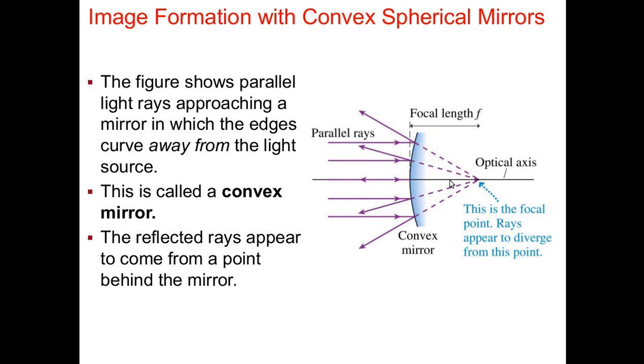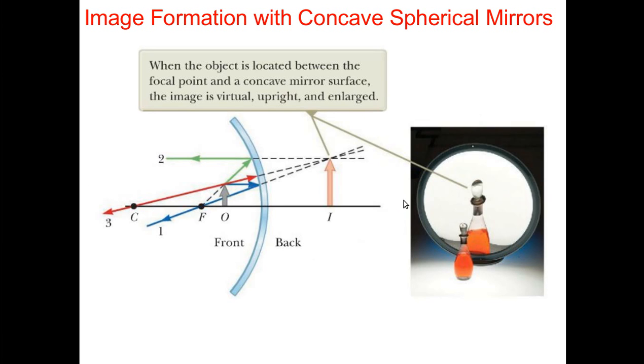There's a focal point here and a focal point here, but we're primarily concerned with the focal point that looks like it's inside the mirror. Rays will always appear to be coming from that point there. If we're dealing with all parallel rays, that's what happens, right? These reflected rays all look like they're coming from some location inside the mirror. And this plays an important part too.